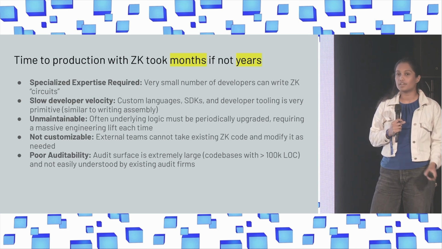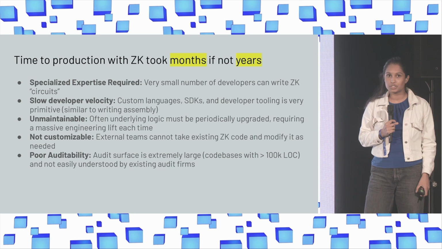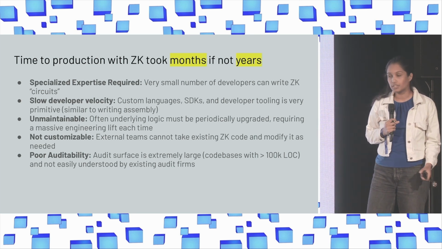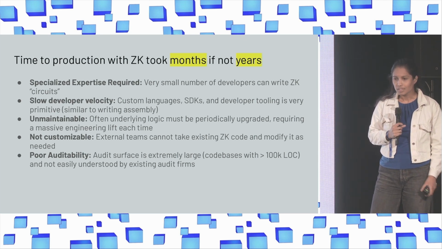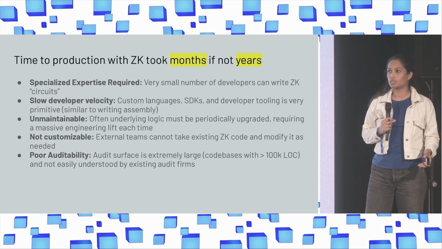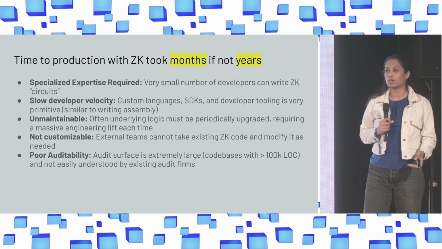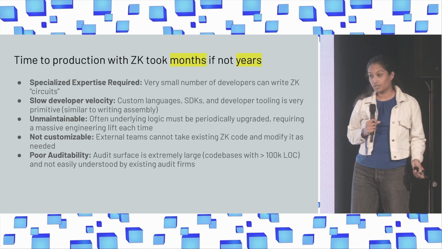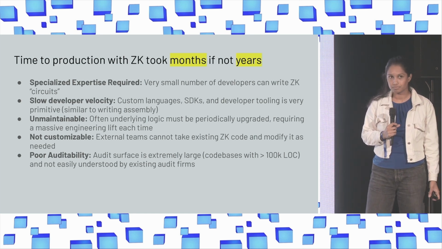And then even if you have an expert, the developer velocity is extremely slow. You have to learn these custom languages, SDKs, the developer tooling is super primitive, and it is very similar to writing a very low-level language. Once you've done all of that, the end result is unmaintainable. For example, Ethereum goes through a hard fork or upgrade every 6 months to every 1 year. And so if you want to be an Ethereum-compatible rollup, you also have to upgrade your logic. With the current zk tooling, this requires a huge engineering lift every single time.